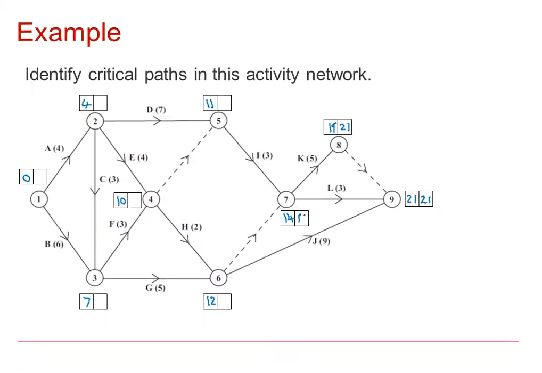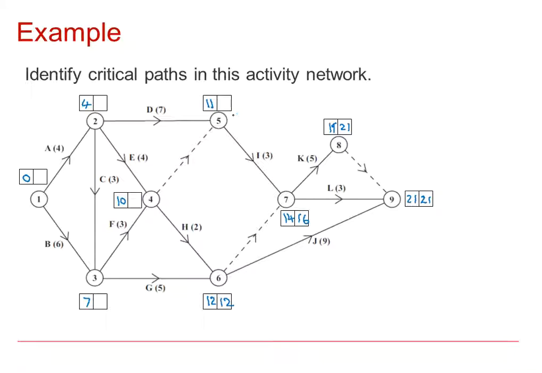The latest that this event can happen in order to complete K and L would be the smaller option, 16. The latest event 6 can happen: it's either 16 straight down the dummy or 21 take away 9, which is 12. So we've either got 16 or 12. The latest it can happen to complete J and K and L would be 12.